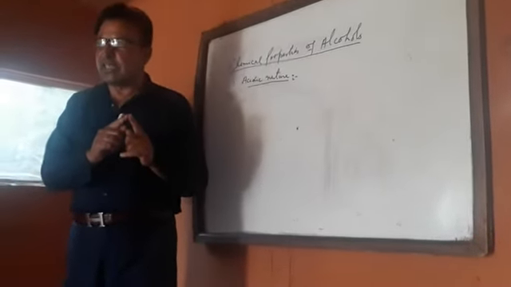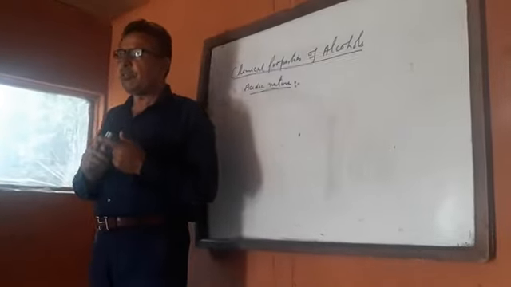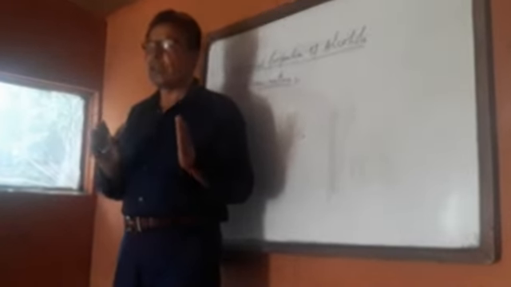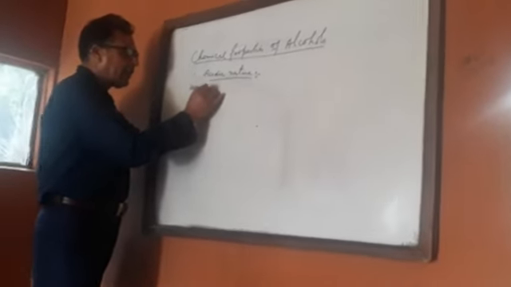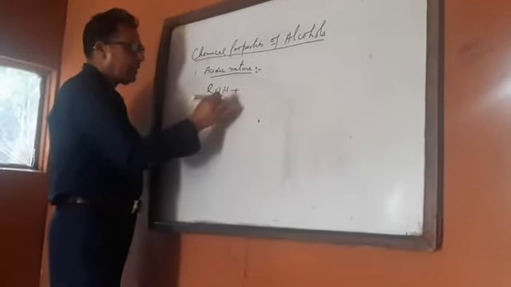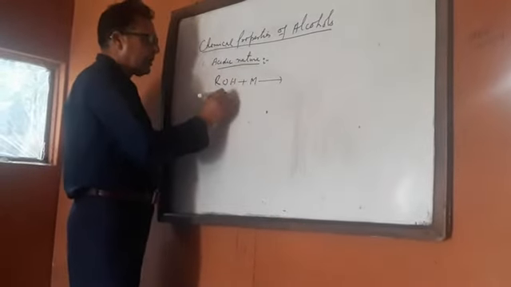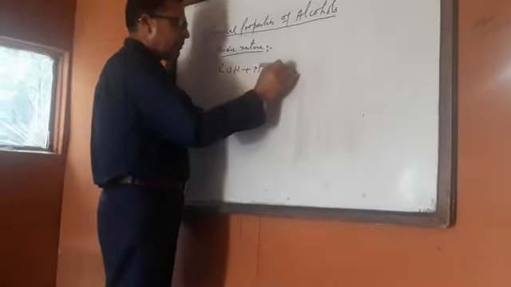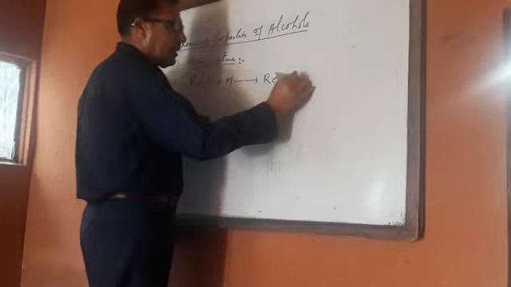Alcohols are weakly acidic in nature. Therefore, they react with the active metals like sodium, potassium, aluminium, magnesium, etc. to form alkoxides with the liberation of hydrogen gas. For example, we write the alcohol ROH plus metal. They react with the active metals to form ROM plus H2.